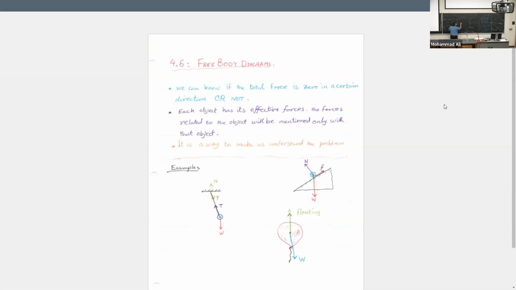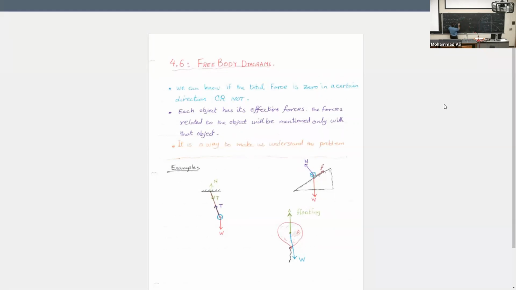The x direction forces are zero. We have the tension cosine 60 minus, in the opposite direction, the applied force due to the wind, which is unknown. Now, this is equal to zero.